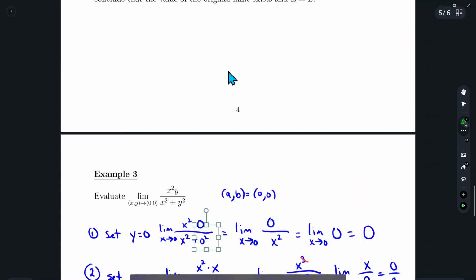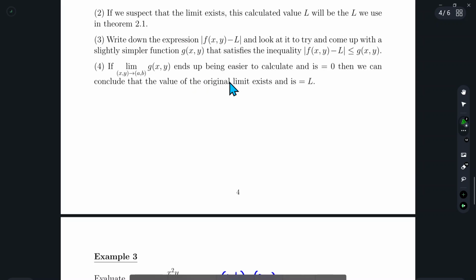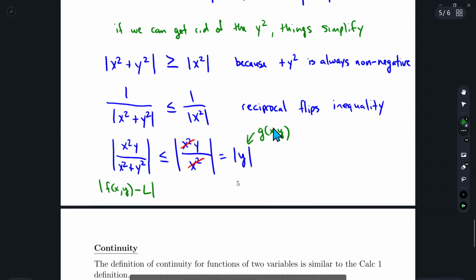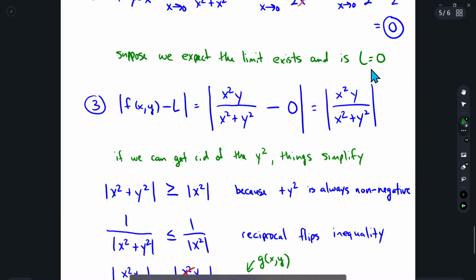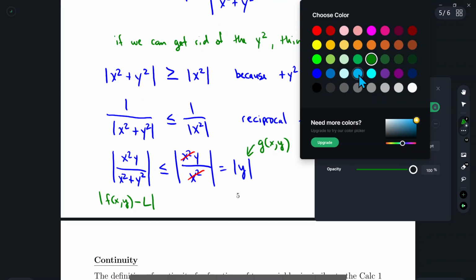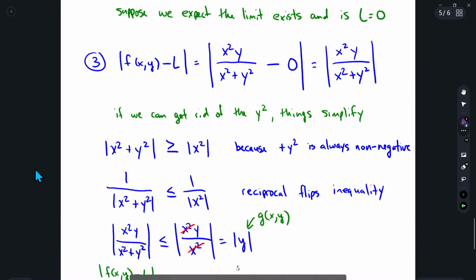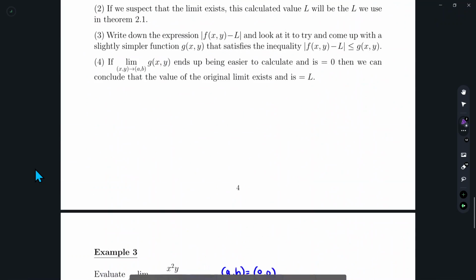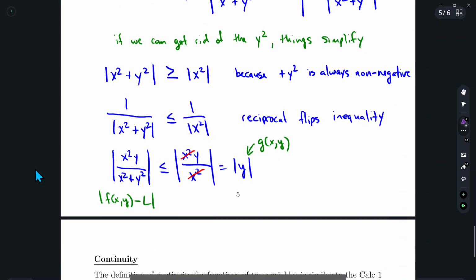Okay, so to complete the theorem, I have to calculate the limit for my simpler function g, and the limit should be equal to 0. And if that's the case, I can conclude that the original limit has the value of L that I stated here. Okay, so let's try to finish up. Right, so we're in step 4. So I have to calculate the limit.